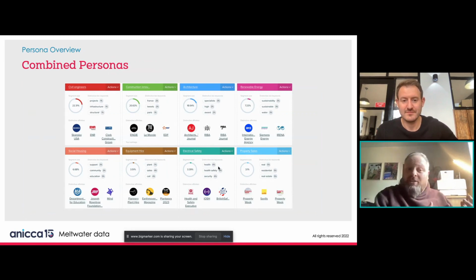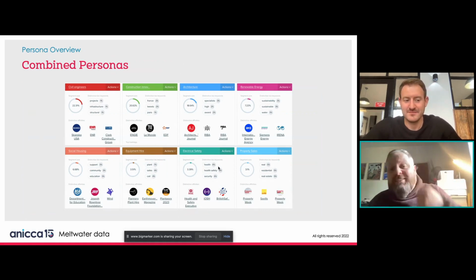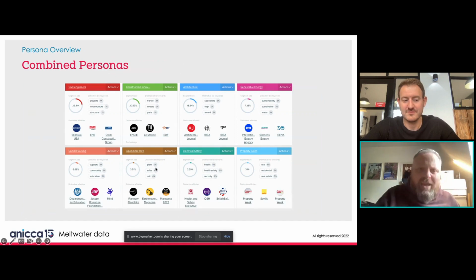So the biggest section is civil engineers, which we totally understand for those companies that we put in. The next is innovation in construction. The next is architecture and architects. The next is then renewable energy. Then we've got social housing, equipment hire, electrical safety, and property sales. So you can see the size of these businesses and these personas throughout.